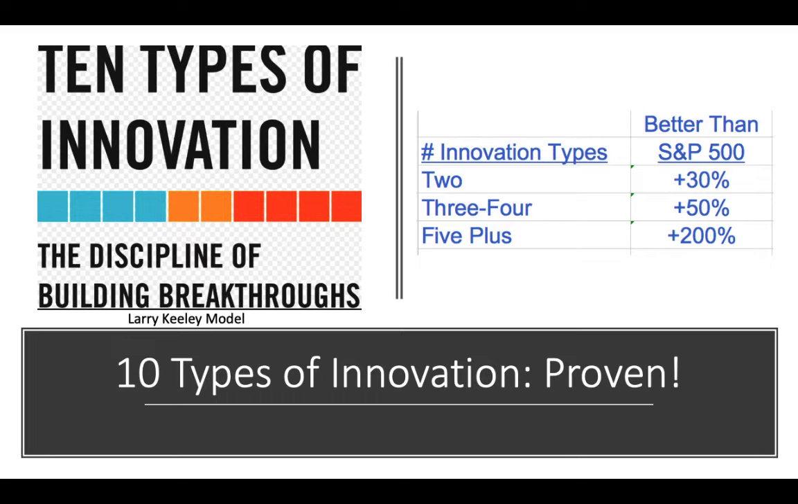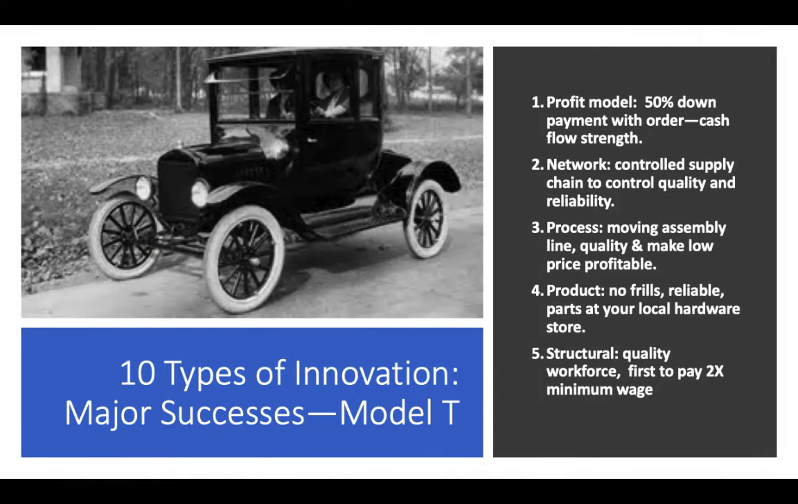And the research that they did clearly showed, and you see it on the screen on the right-hand side, that the more types of innovation you use, the greater your chances for success and the greater amount of success that you have. Now, this just passes the common sense test as you get into the different types of innovation. So let's take a look at two examples. These two examples could not be a whole lot more different. I'm going to start with illustrating the power of the 10 types of innovation with the Model T.